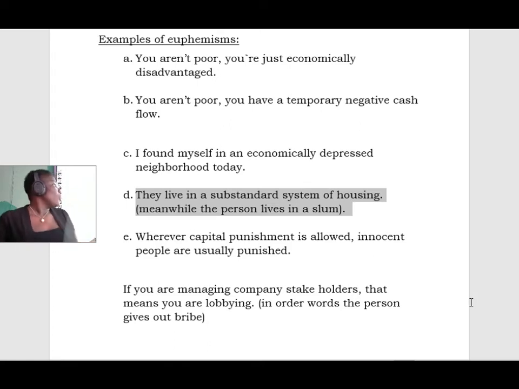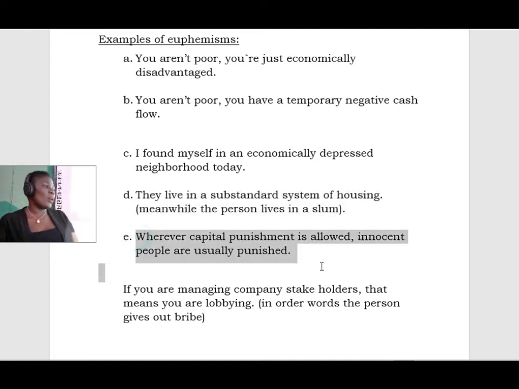So, wherever capital punishment is allowed, innocent people are usually punished. Now, let me explain this last sentence. Wherever capital punishment is allowed, innocent people are usually punished. What does that mean? You know what capital punishment is? Capital punishment is the punishment meted out to killers.